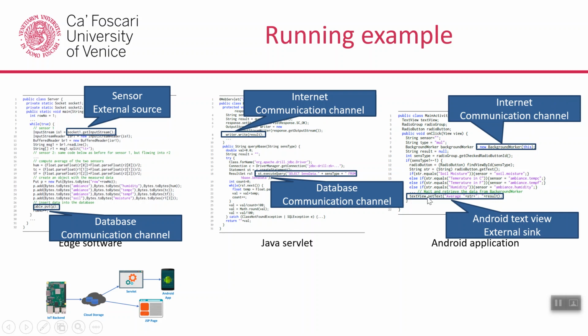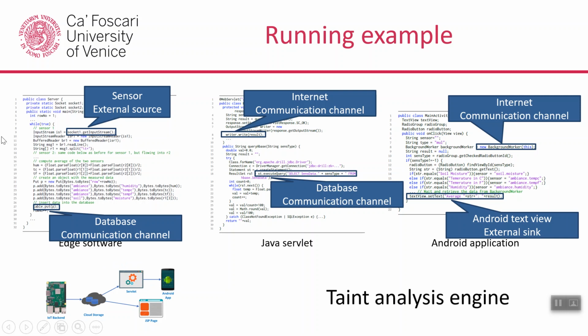And then we have setText in a TextView in Android that is an external sink of type Android TextView. So more or less, these three programs represent exactly the edge software, the Java servlet, and the Android application of the examples I discussed at the very beginning of this talk.